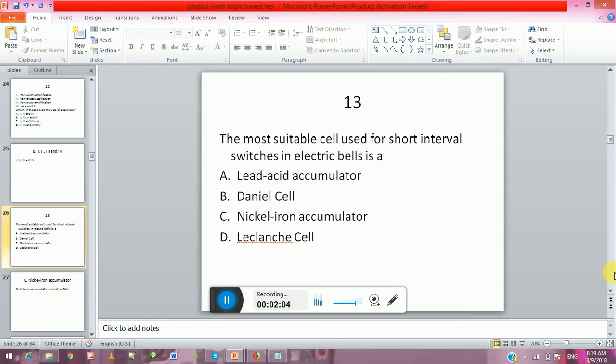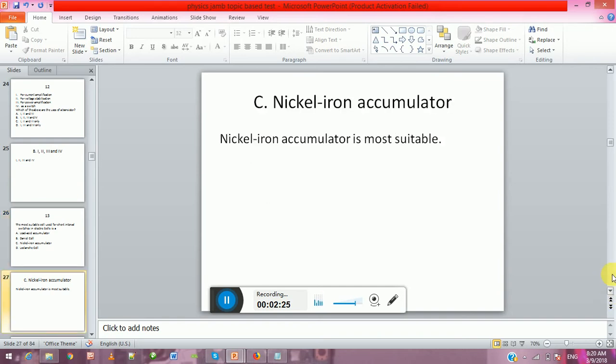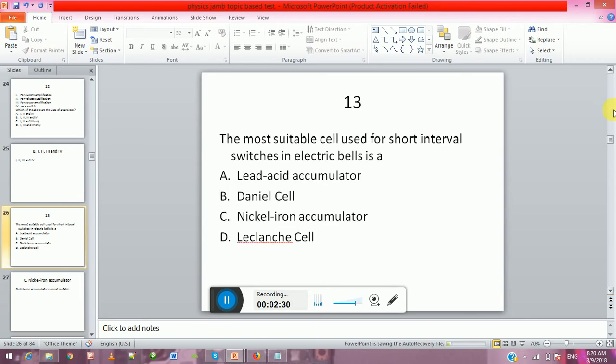The most suitable cell used for short interval switches in electric bells is A. So we are looking at the cell that is used for short interval switches. A. Lead acid accumulator. B. Daniell cell. C. Nickel iron accumulator. D. Leclanche cell. The answer is nickel iron accumulator, most suitable for short interval switches. Is it nickel iron? I'll have to look at this later.